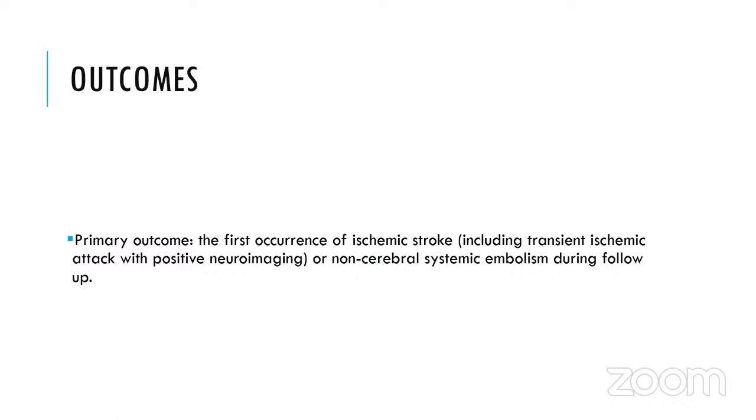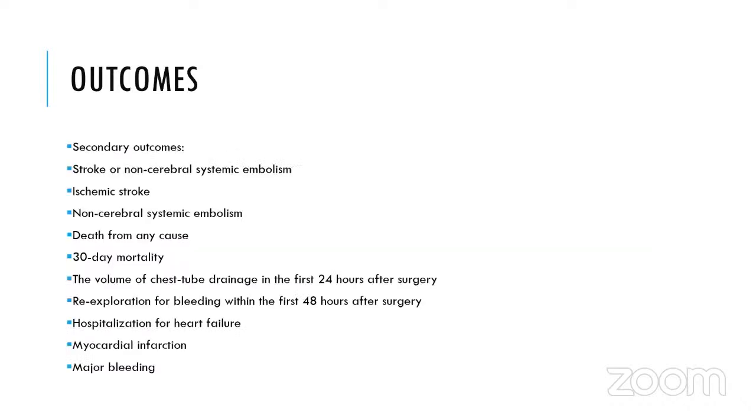The primary outcome that was measured was the first occurrence of ischemic stroke, including TIA with positive neuroimaging, or non-cerebral systemic embolism during the follow-up. The secondary outcomes that were measured were stroke or non-cerebral systemic embolism, ischemic stroke, non-cerebral systemic embolism, death from any cause, 30-day mortality, the volume of chest tube drainage within the first 24 hours after surgery, re-exploration for bleeding within the first 48 hours after surgery, hospitalization for heart failure, myocardial infarction, and major bleeding.